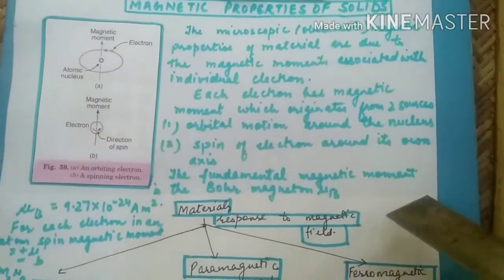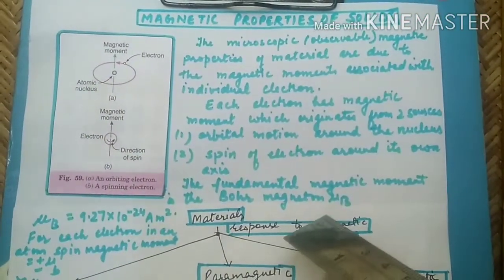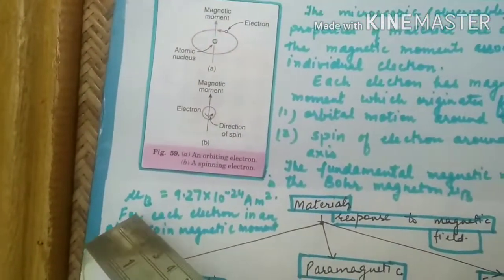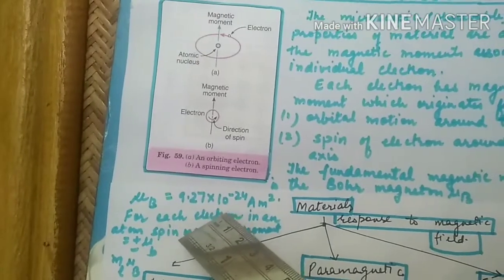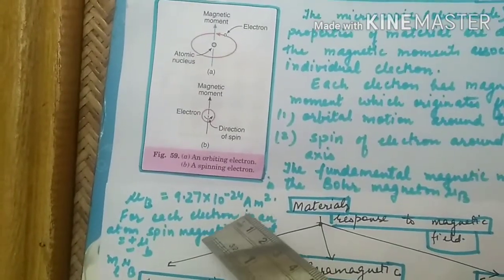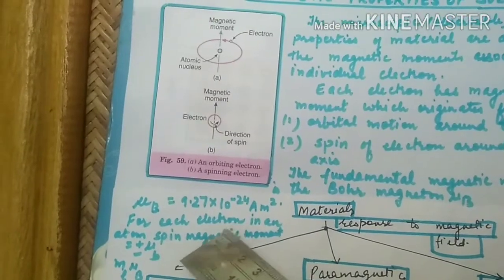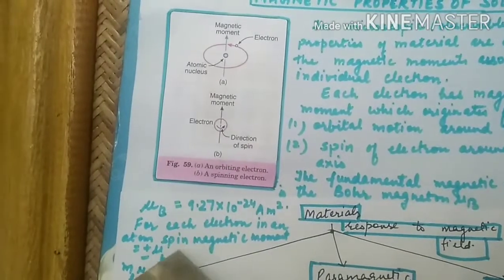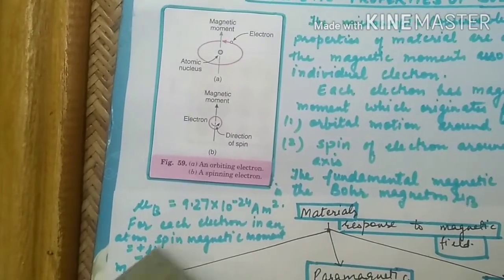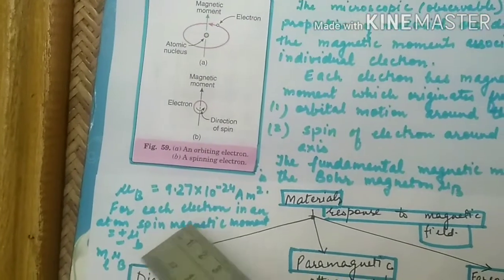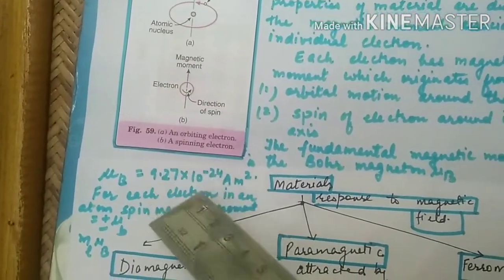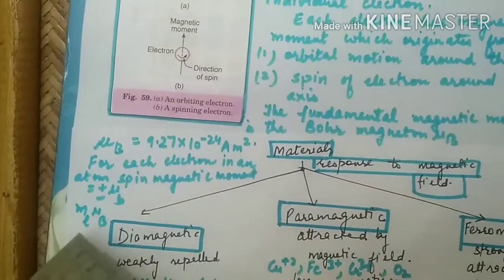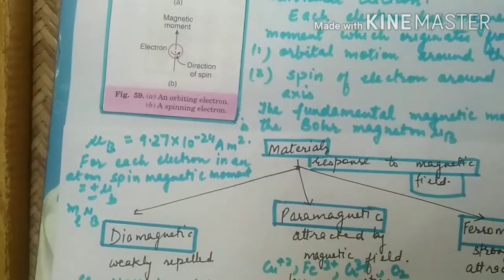The fundamental magnetic moment is the Bohr magneton, mu B. The value of mu B is 9.27 times 10 raised to the power minus 24 ampere square meter. For each electron in an atom, there are two magnetic moments: the spin magnetic moment, which may be plus or minus mu B depending upon whether the electron is spinning clockwise or anti-clockwise, and its orbital magnetic moment, which will be m l mu B.